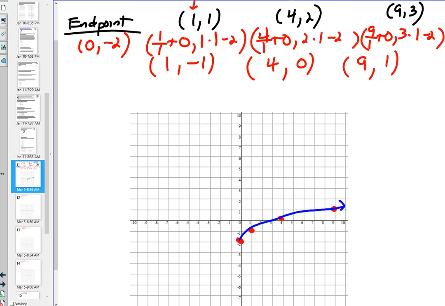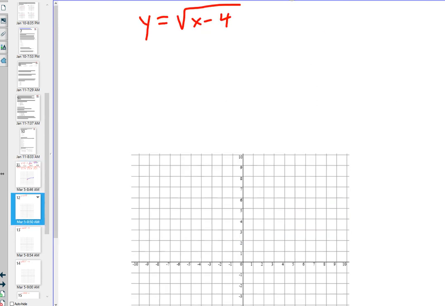Any questions? All right, this one. What type of function is this? It is a square root function. That's going to decide the types of parent points we pick. But before we do that, let's go ahead and identify our A, C, H.